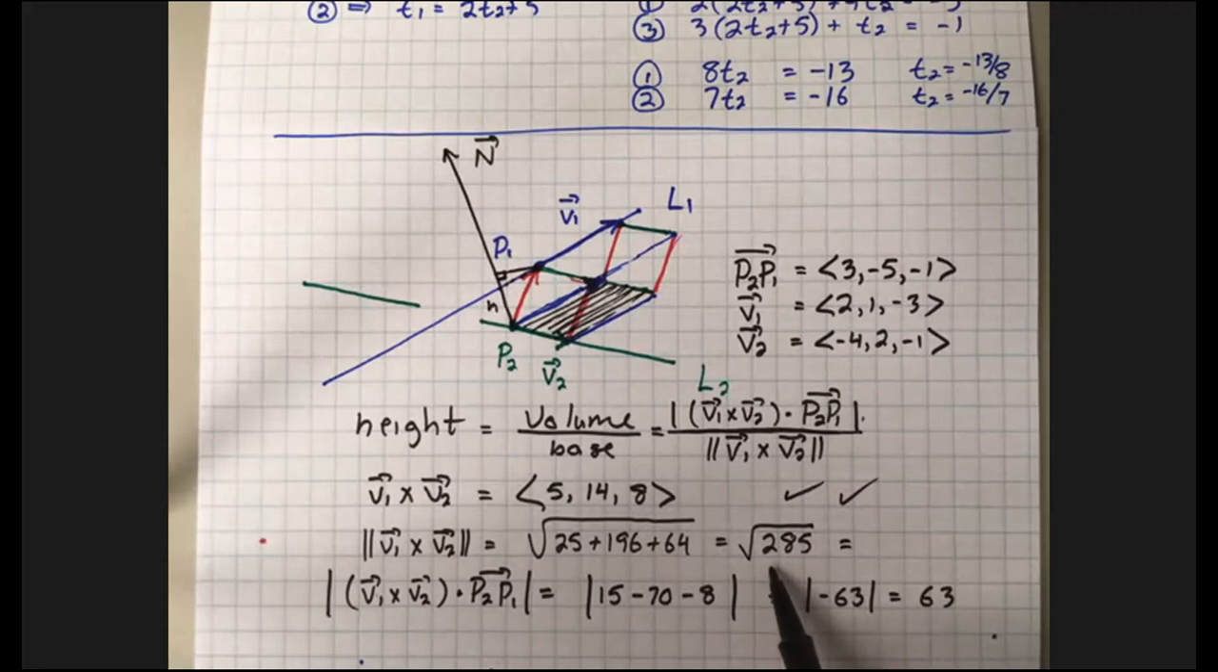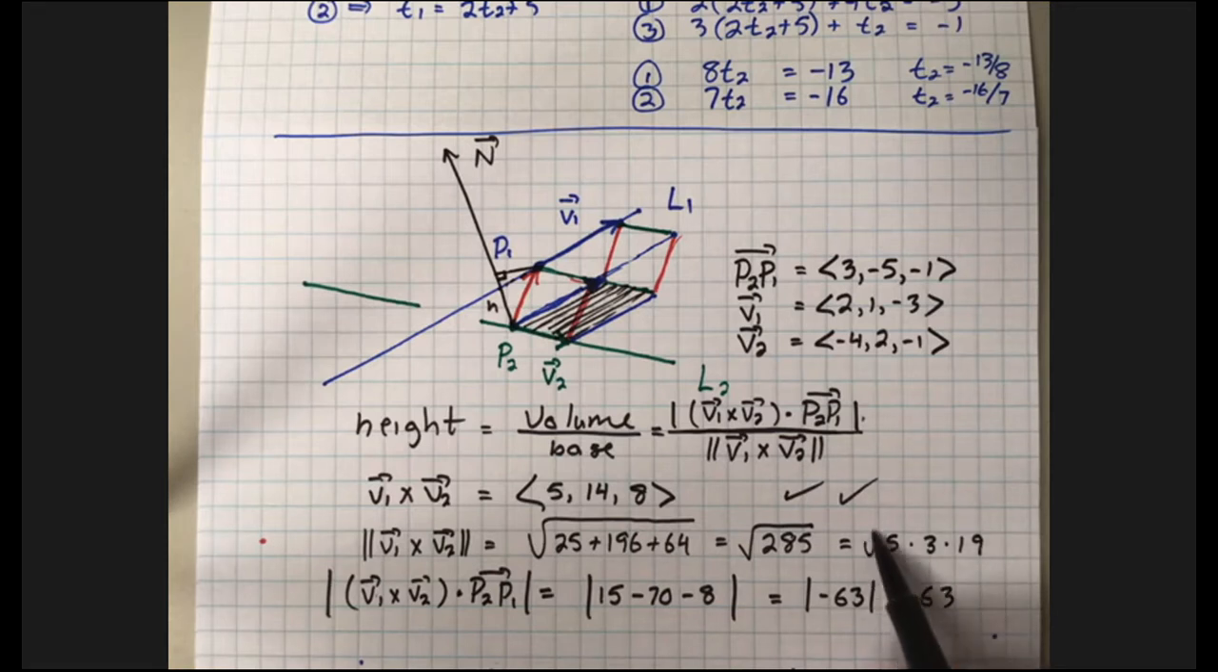I got five going in there. 285 is five times 57, and 57 is 3 times 19. 15, 19, 240, 45, 285. No, there's no perfect squares in there. I'm just going to have to live with root 285.